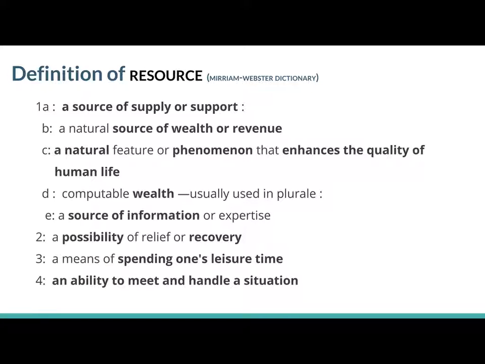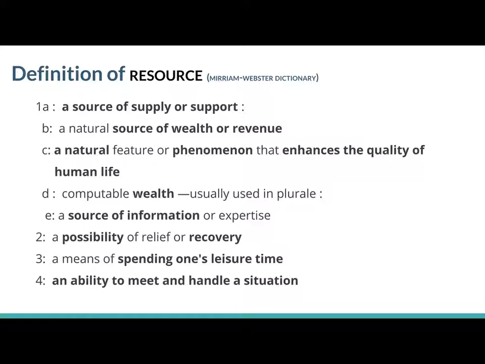So if we're looking at resources, I want to take a moment to really understand what that word means. This time I looked at the Merriam-Webster dictionary, and it gave us several definitions. A source of supply or support. A source of wealth or revenue, and there it says a natural source of wealth or revenue, like we struck gold. A natural feature or phenomenon that enhances the quality of life, like we hike up to the waterfall and it makes us feel sane. So that would be a resource.